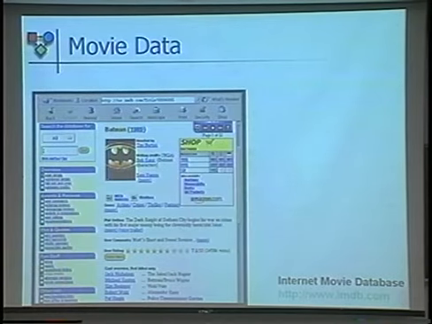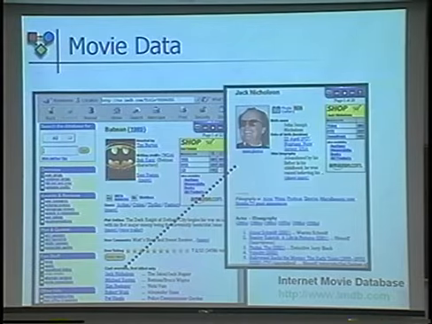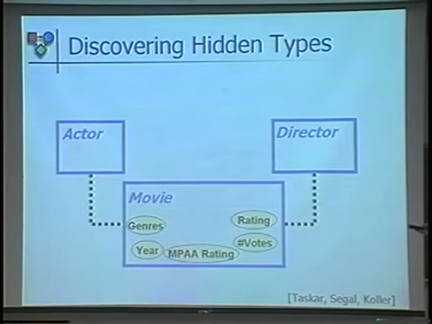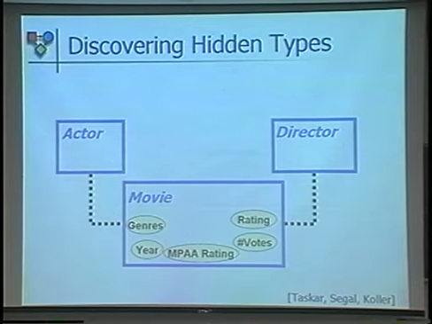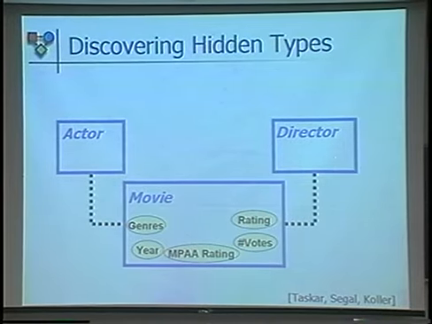So let's think about what that means in the context of a real example. Here's a real movie database. It's the Internet Movie Database, where you have movies and you have actors that are linked to the movies in which they acted. If you think about the schema for that database, you have movies. Movies have some attributes like the genre and the MPAA rating and so on. Actors have no attributes. And directors have no attributes. Actually, actors have gender, and directors don't even have that, it turns out.